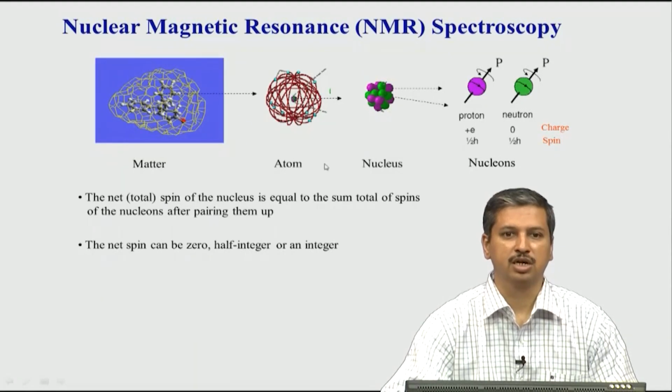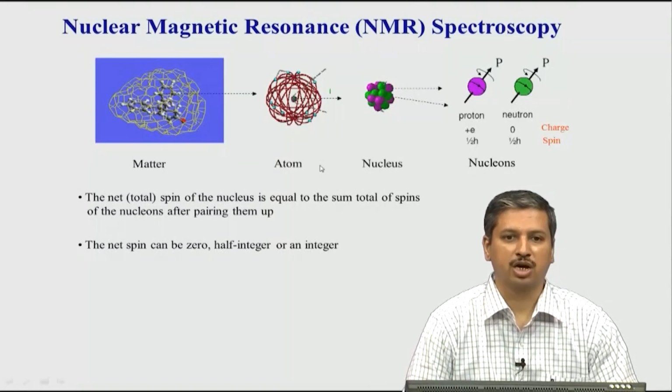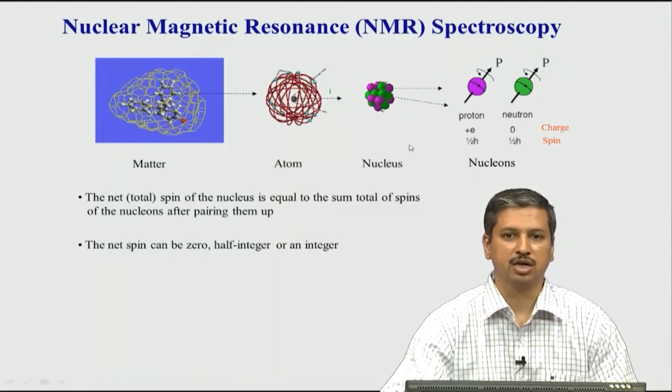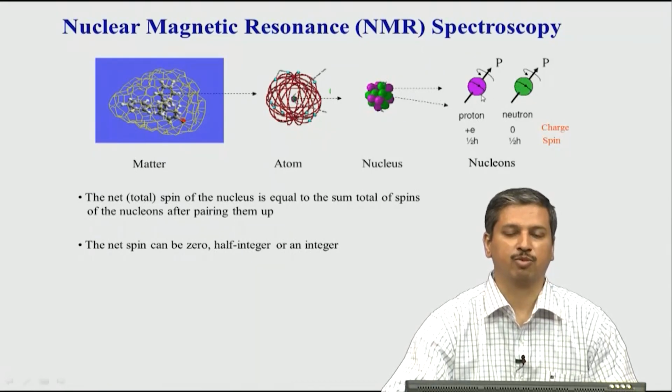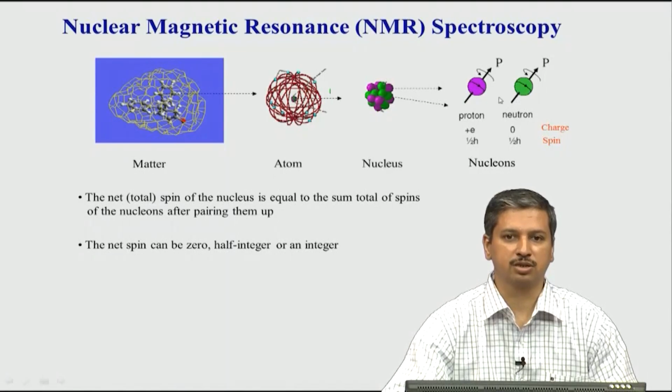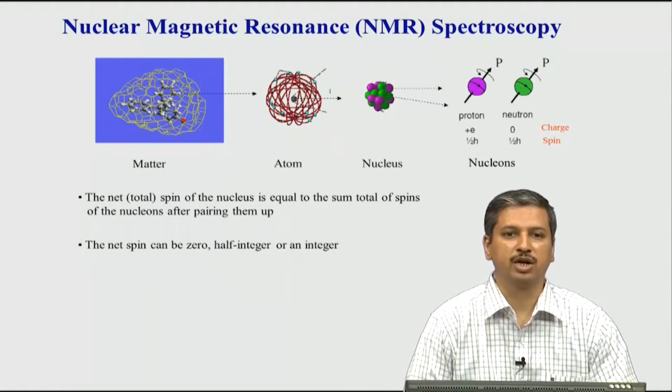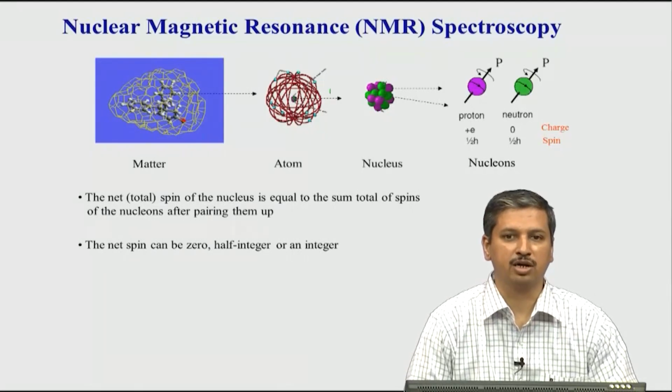Now what happens is that the protons and neutrons start pairing up with each other. Suppose I have one proton and one neutron, they can pair up such that one nucleon will have a positive half and the other a negative half, and they cancel each other. So, pairing essentially cancels out the spin of the particles. After pairing protons and neutrons together, the nucleus has a net spin value, which is the value you arrive at after pairing up all the protons and neutrons. This net spin can have any value, as we will see shortly.